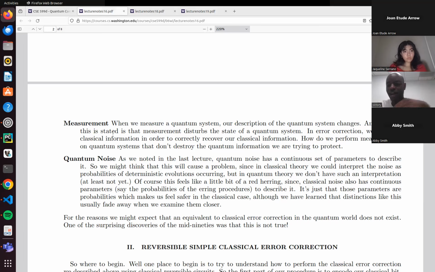I'll pause there for any questions or clarifications from Joanne. Yeah, can you hear me okay? So the parity measurement is just like, maybe define that a little bit. My first thought is it's just checking if two bits are the same. Yes, that's correct. Okay.